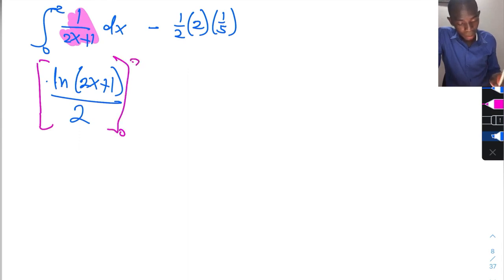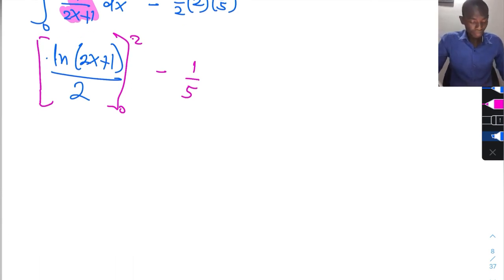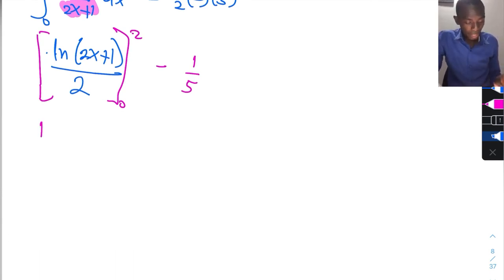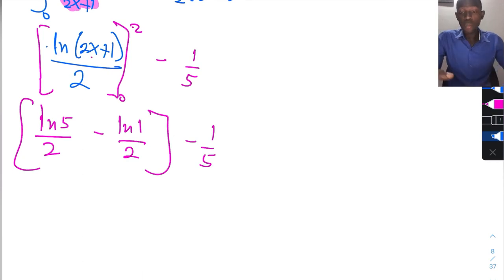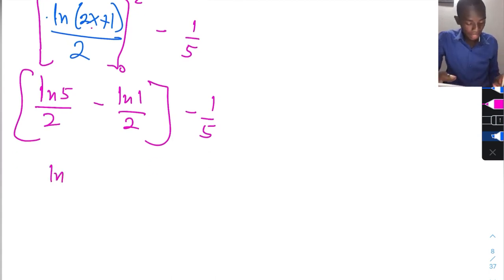So from 0 all the way to 2, and then the triangle is going to just give you 1 over 5, or 0.2, and then you just put it in there. So you have ln. If I put 2 there, I'm going to get 5 over 2, minus ln 1 over 2, minus 1 over 5. But I think ln 1 is actually 0, if I remember correctly. Yeah, 0. So that means I have ln 5 over 2 minus 1 over 5.